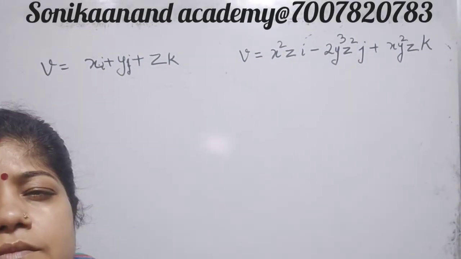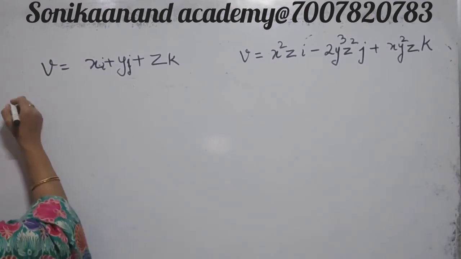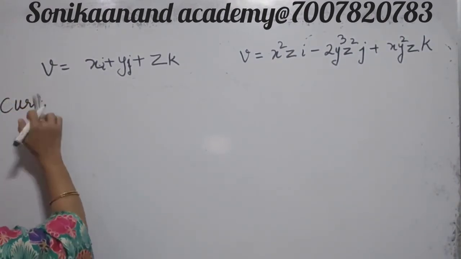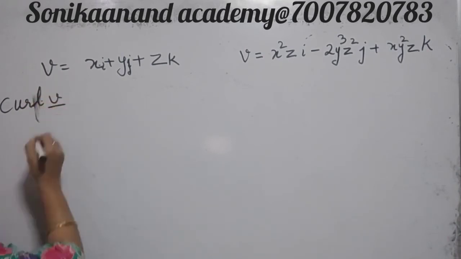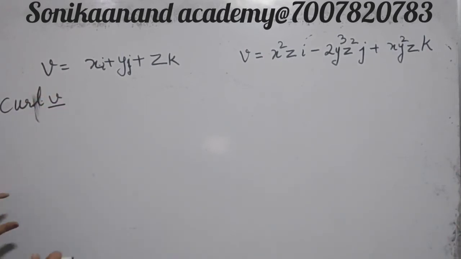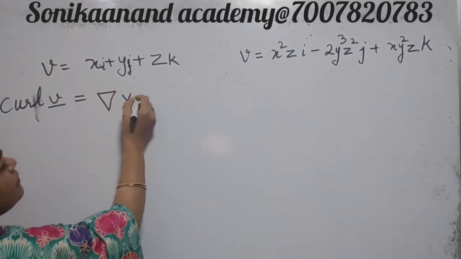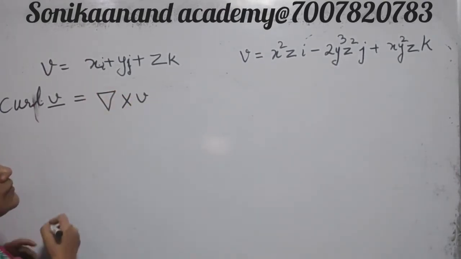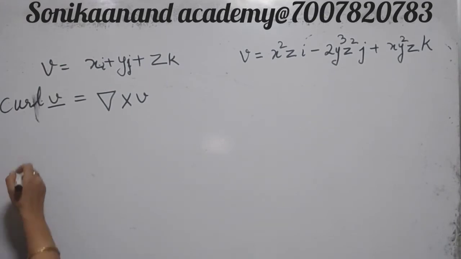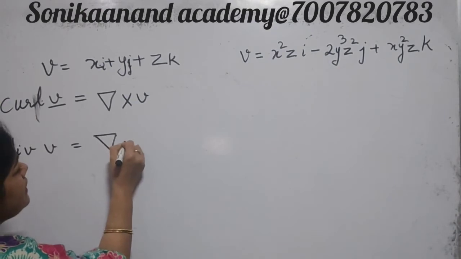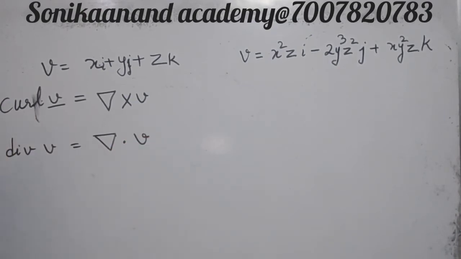Now we learn how to find the curl of any vector. We have to find the curl of any vector. Actually, what is the curl of any vector? It is the grad of vector product of any vector. And what is the divergence? Divergence is grad scalar product of any vector. Okay. Now how we apply in the question?